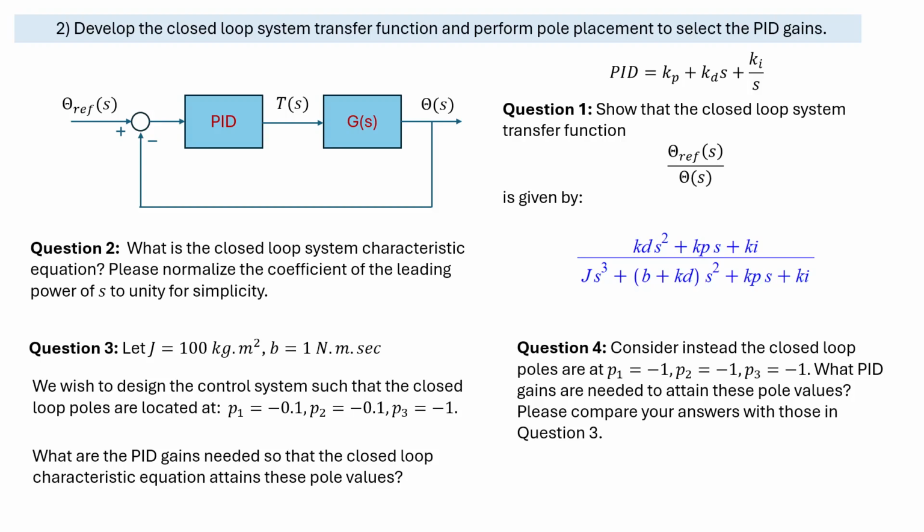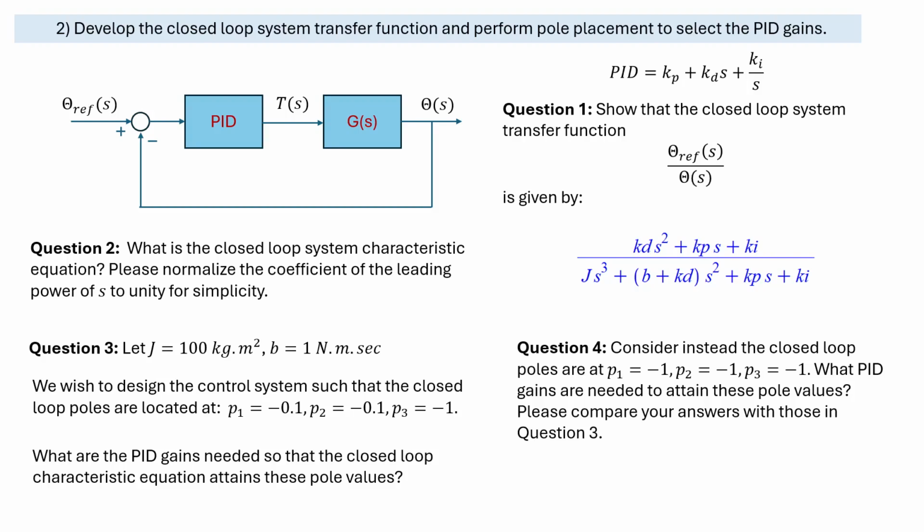At the end, the overall idea is to investigate the closed-loop system and design PID controllers so that the closed-loop system has particular pole values. In question 3, pole values are given here, or a different set of pole values is given here. And what difference it makes if the pole settings are different is some of the things that you will be investigating.